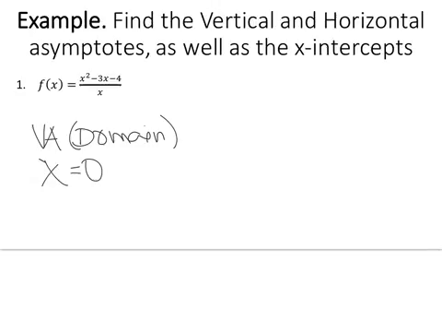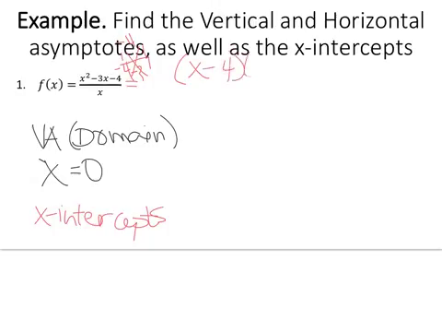So then we have to look at our x-intercepts. We get the x-intercepts from our numerator. So I'm actually going to factor this. I need to find two numbers that multiply to -4 but add to -3, and that's -4 and 1. So if I factor this, I have x minus 4 and x plus 1.